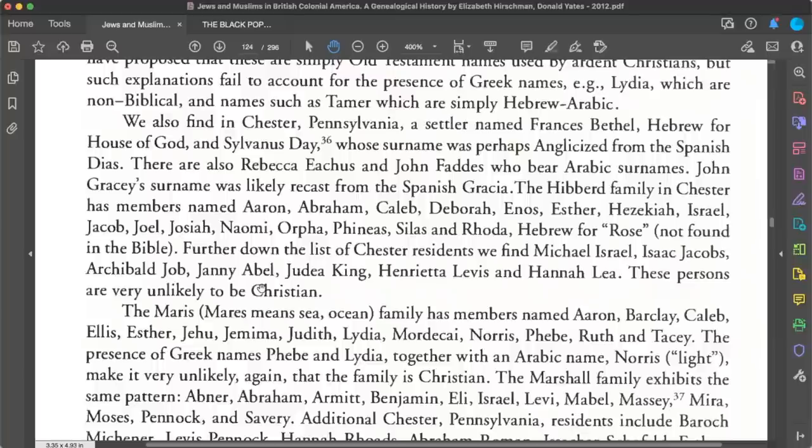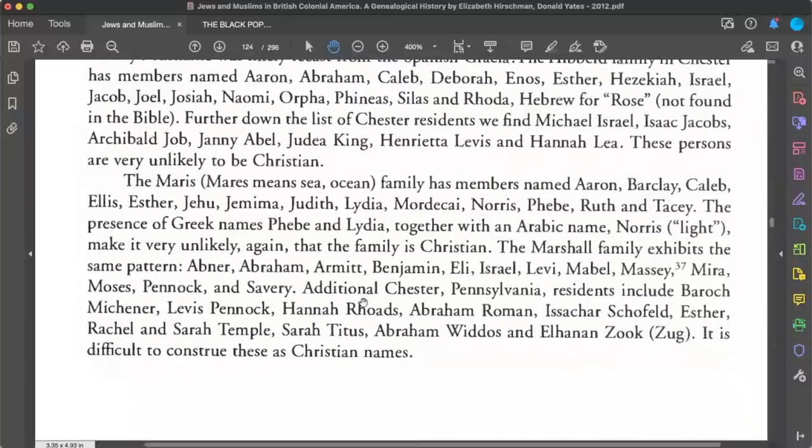The Maris means sea, ocean. Family has members named Aaron, Barkley, Caleb, Elis, Esther, Jehu, Jemima, Judith, Lydia, Mordecai, Norris, Phoebe, Ruth, and Tacy. The presence of Greek names Phoebe and Lydia, together with Arabic names Norris, Light, make it very unlikely again that the family is Christian. The Marshall family exhibits the same pattern.